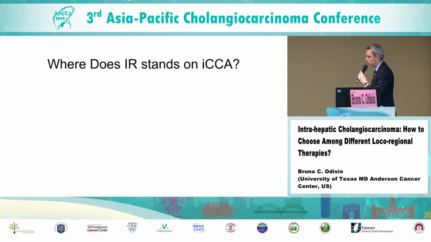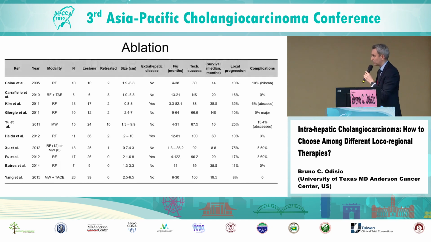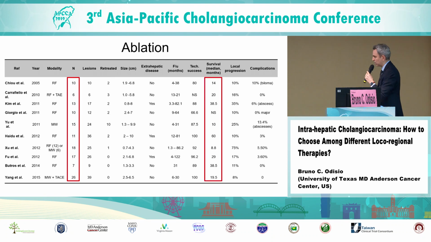So where does interventional radiology stand on the treatment of patients with intrahepatic cholangiocarcinoma? Ablation literature doesn't help much at this point. I mean, there are new papers, but those are the most cited papers recently, where we can see that the number of patients is very limited in those studies, and the median overall survival goes as low as 10 months, as high as 38.5, and that is related pretty much to the patient selection and when you're applying this ablation therapy to those patients. So not much of a conclusion we can make on that.